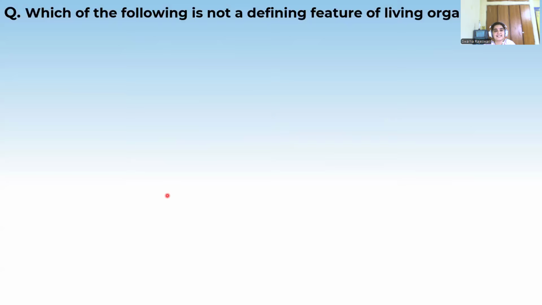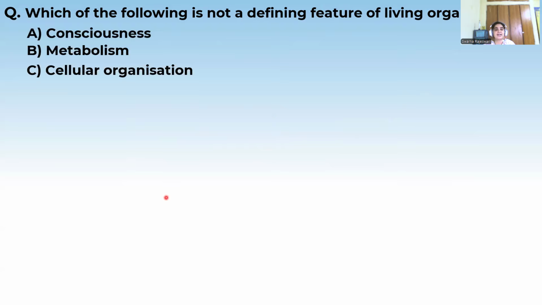Now we will take a small test. Which is not a defining feature of living organisms? A is consciousness, B is metabolism, C is cellular organization, D is reproduction. Just now we discussed that consciousness, metabolism and cellular organization are seen only in living organisms. We can't see those in non-living ones. Reproduction is also seen only in living organisms, but we can't say it is a defining feature. Why? Because some living organisms are infertile, means they can't produce their progeny.